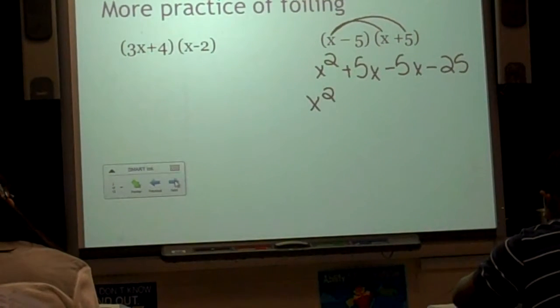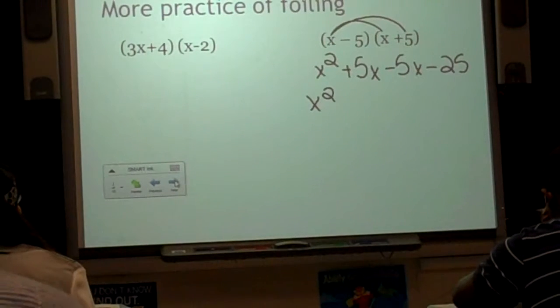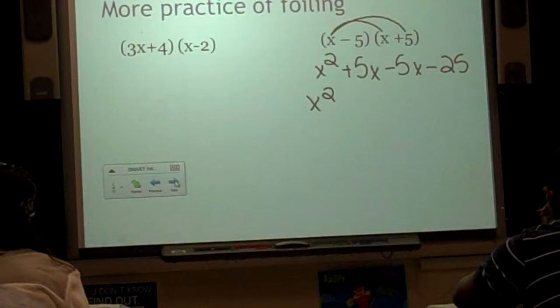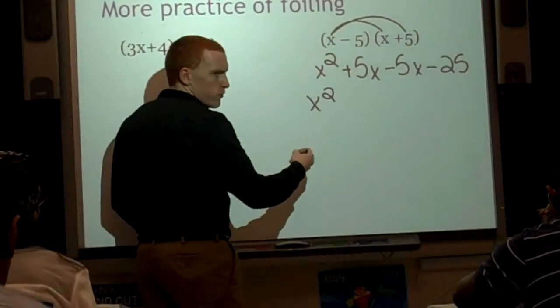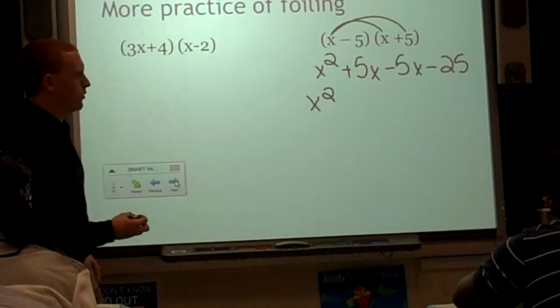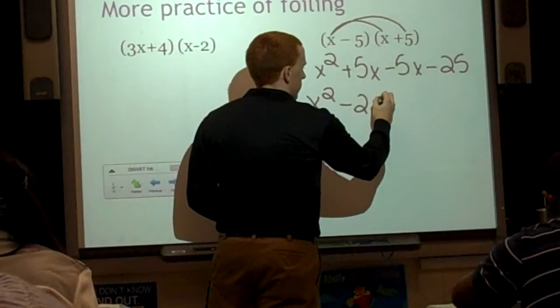And what's the name of that property that tells you anything times 0 is 0? The zero property. The identity property is times 1. So, plus 0, do I have to write plus 0? No, so I'm just left with minus 25.